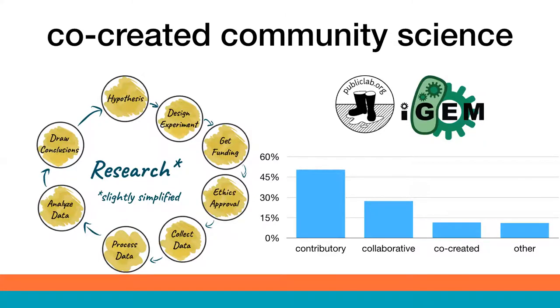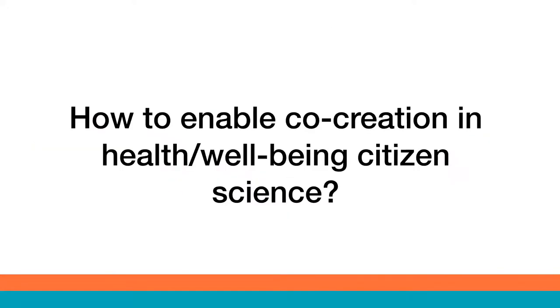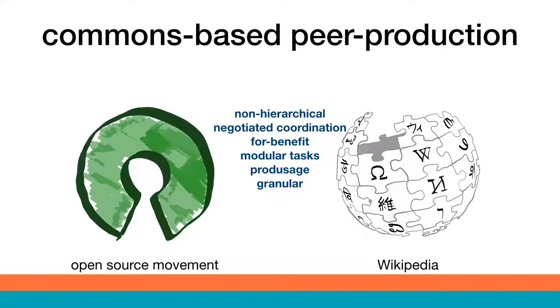Most people use regular people in their research for data collection, which is contributory, or collaborative, which is human computation kinds of citizen science. So this question of enabling co-creation is especially relevant if it comes to citizen science around health and well-being, because often, as we discussed earlier, the answer is it's about patient data or individuals that have diseases or have some kind of problems which they want to have solved and where they actually are experts, especially when it comes to chronic conditions.